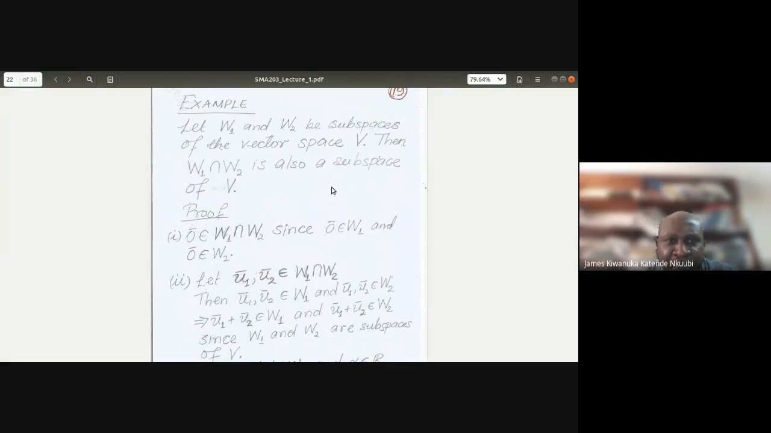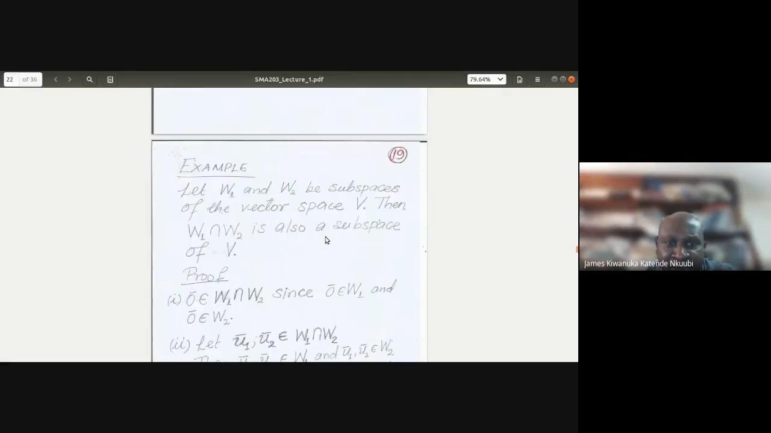So another example here, which shows us how once you have two subspaces, you can also construct a third subspace by just getting the intersection of the two subspaces. It says if W1 and W2 are subspaces of a vector space V, then the intersection of the two subspaces will also be a subspace. So we'll prove this.